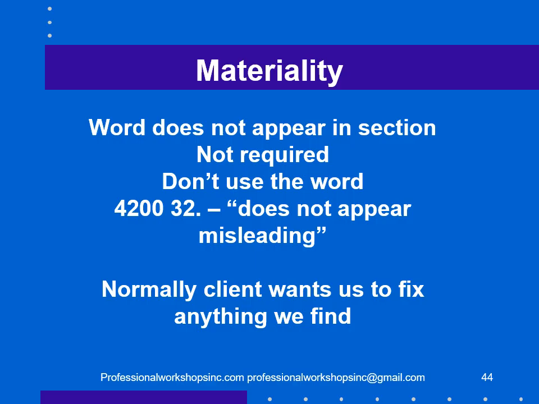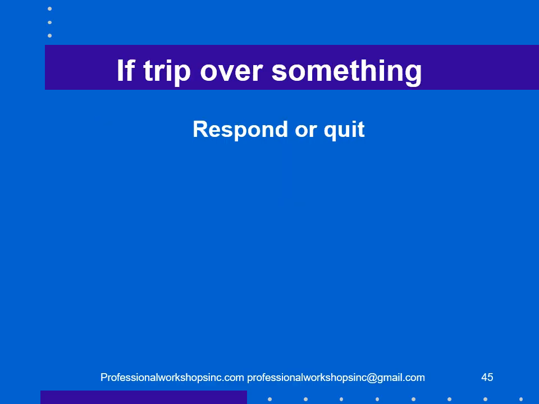And as I say, normally in this kind of engagement, the client wants us to fix everything, and so we do. And in the rep letter, they say, and we've accepted all that. If we trip over something, we respond or quit. No allowance for doubtful accounts. Hey, client, is there any allowance for doubtful accounts? No, there isn't. Okay, fine.